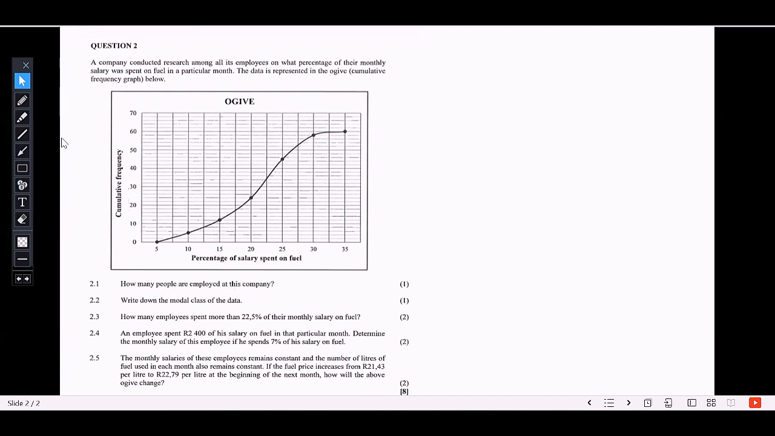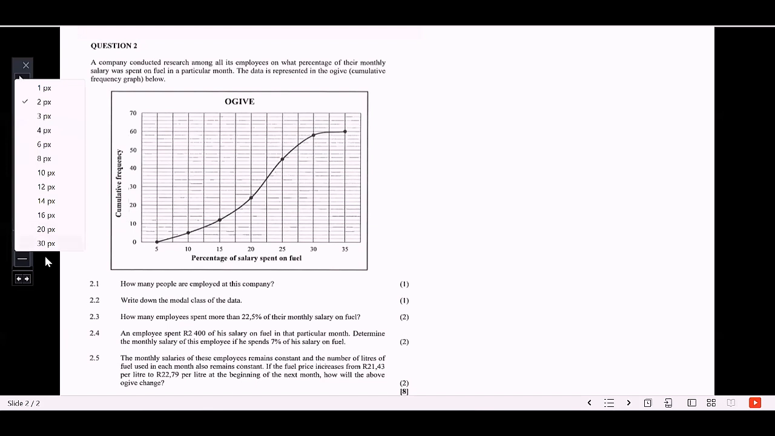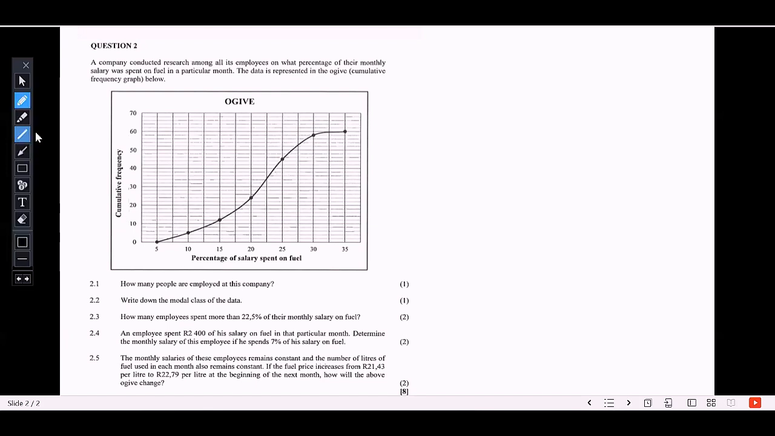We know that in order to get that, we just have to look at the maximum value of the ogive, right? So looking at this one, we can see the last point is that one there. We just need to extrapolate it to the y-axis. And then there we go, we have 60, right? So 2.1 will be representing 60 employees. So that means 60 employees are employed at this company. Then write down the modal class of the data. So the modal class is always the one with the highest frequency.